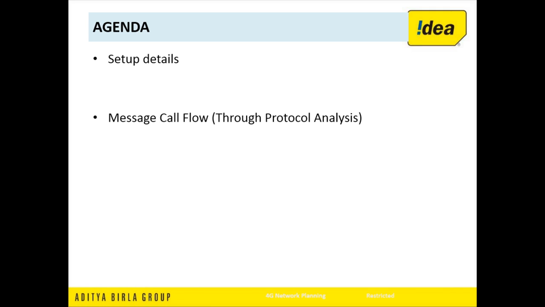Right, so let's see what we are going to go through today. The agenda is that we'll verify the setup that is there, and then we'll go through the message call flow to understand at the protocol level what is really happening whenever a VoLTE UE registers into the network. This is a series of talks. The next talk would be on how a UE that is registered in the IMS network will make a call. But this talk is currently limited to just the registration of a UE in an IMS network.